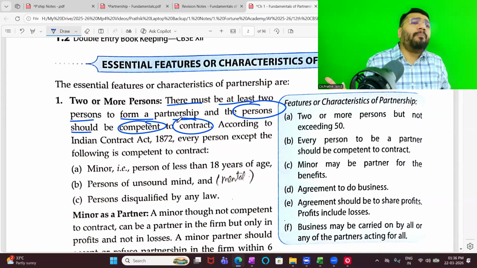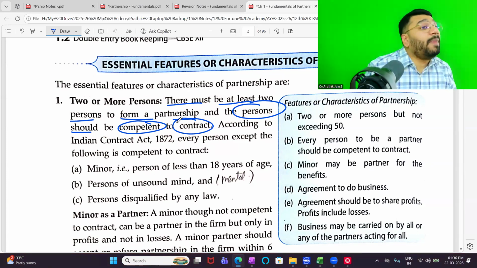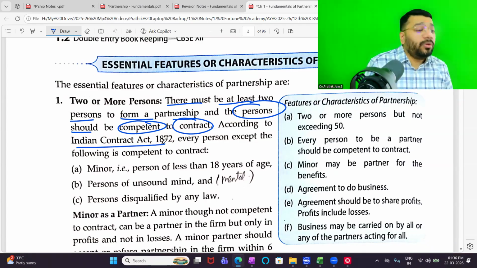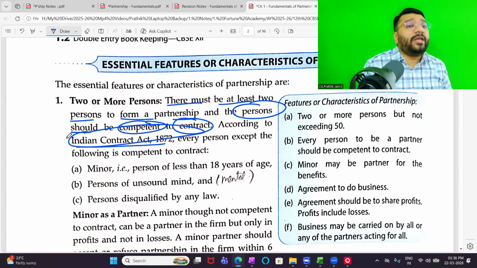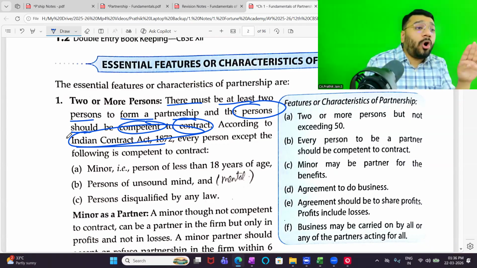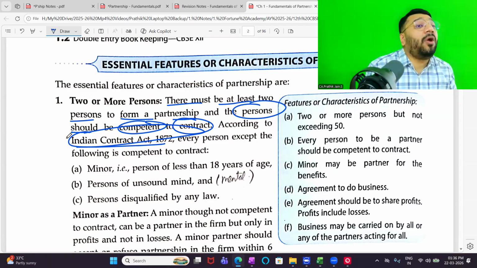Sir, will everybody be competent? No, sir. A person who is a minor means what? Who has not attained majority, means what? Who has not become 18. You all are minors. As per the Indian Contract Act, you are not competent to contract. There's something called the Indian Contract Act 1872, which you'll be learning in depth in CA Foundation. As per the Indian Contract Act, you guys are not competent to enter into any contract.